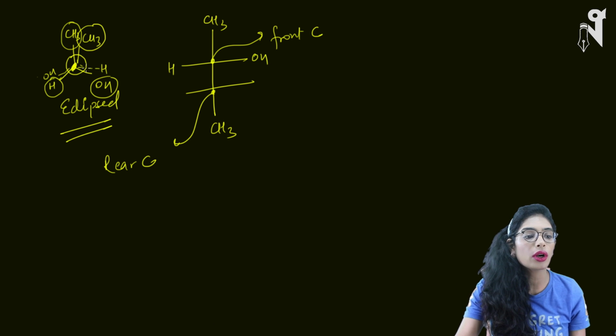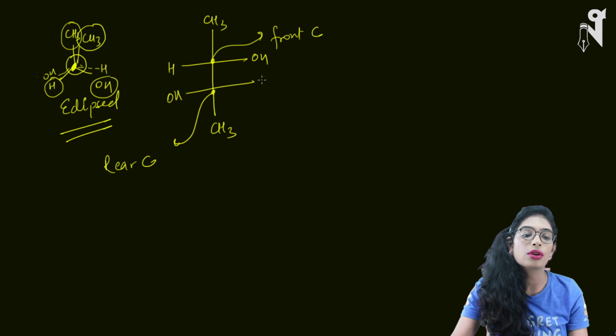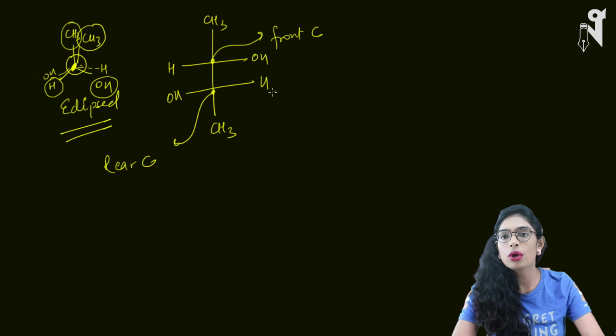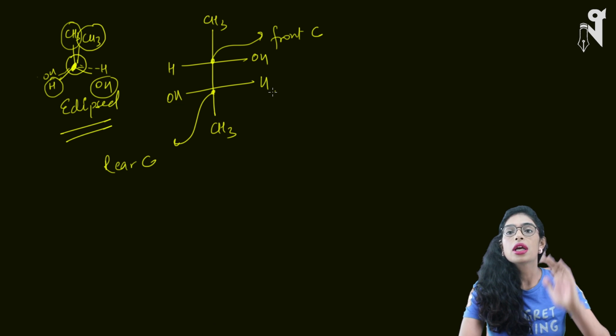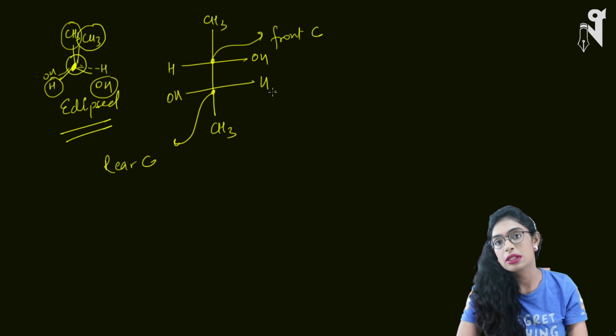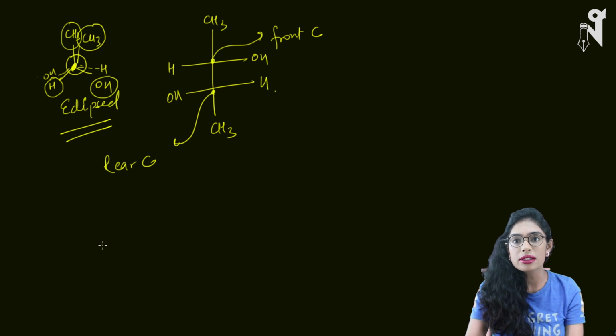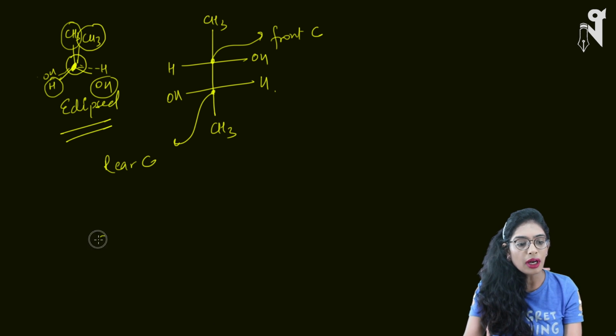So OH is on the left. Let's write OH on the left, and hydrogen is on the right. Let's write the hydrogen on the right. As simple as that. That's what you have to do when you are converting your Newman to Fischer when the eclipsed is given. Okay, now let's say eclipsed is not given but the staggered is given, then what will we do? There are multiple ways we can approach it.